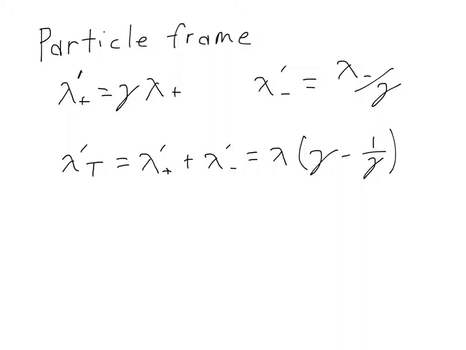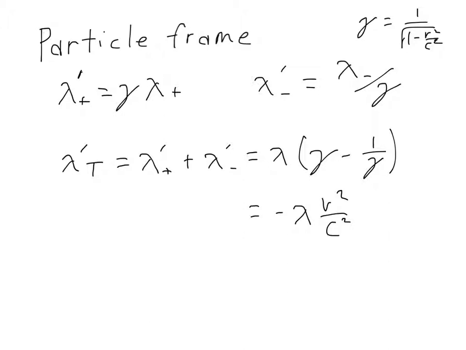Now, this factor of gamma minus 1 over gamma, we also know that gamma is equal to 1 over the square root of 1 minus v squared over c squared. If you do a fair amount of algebra, and I'm not going to repeat it here, you can demonstrate that this simplifies out fairly nicely, and the result you're going to get overall is negative lambda v squared over c squared. Again, I leave the algebra as an exercise to the reader.